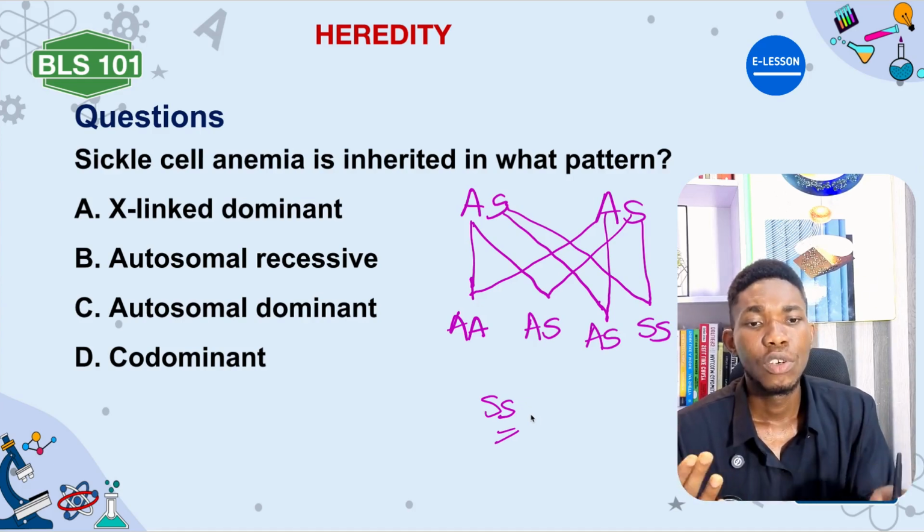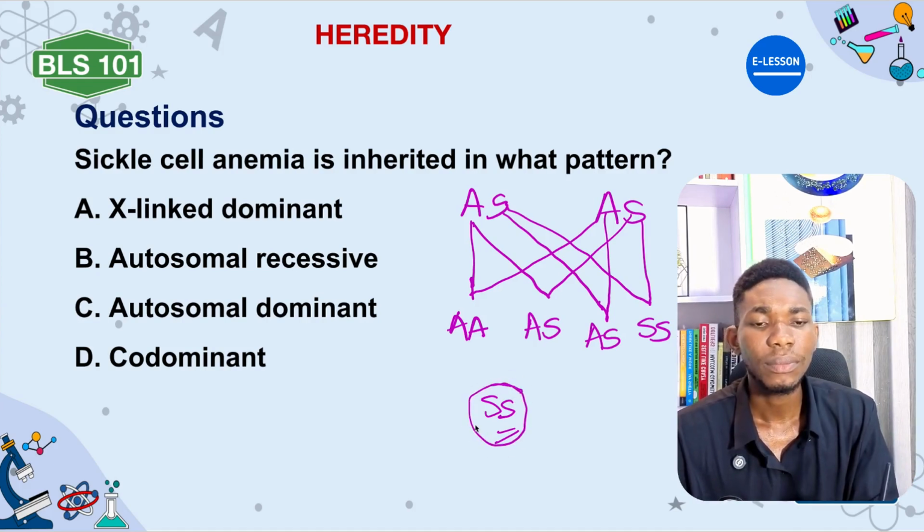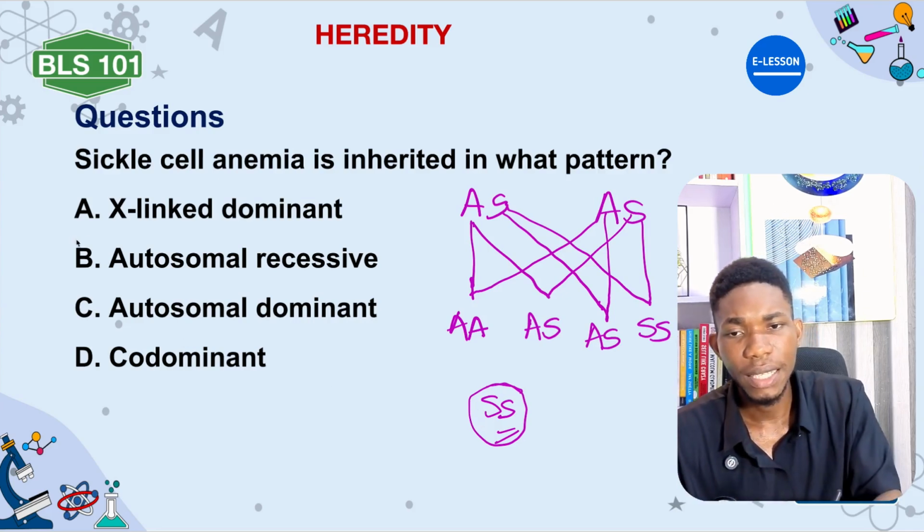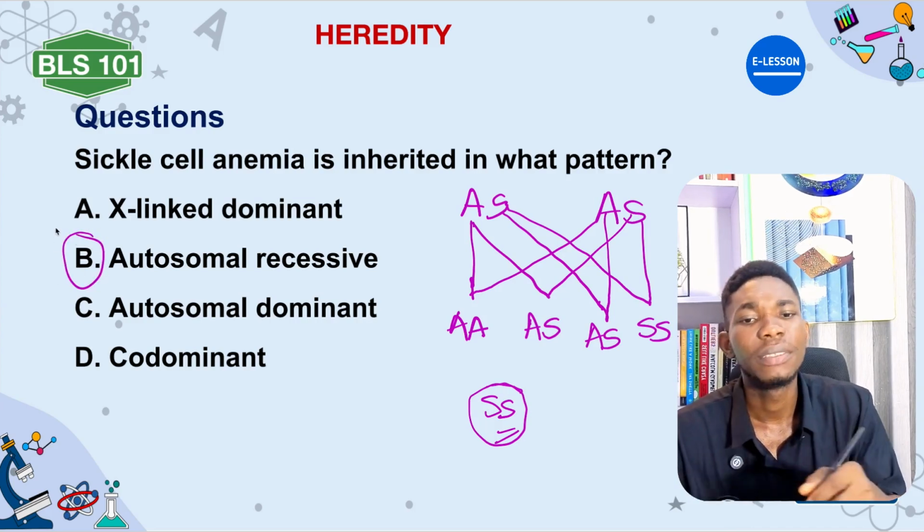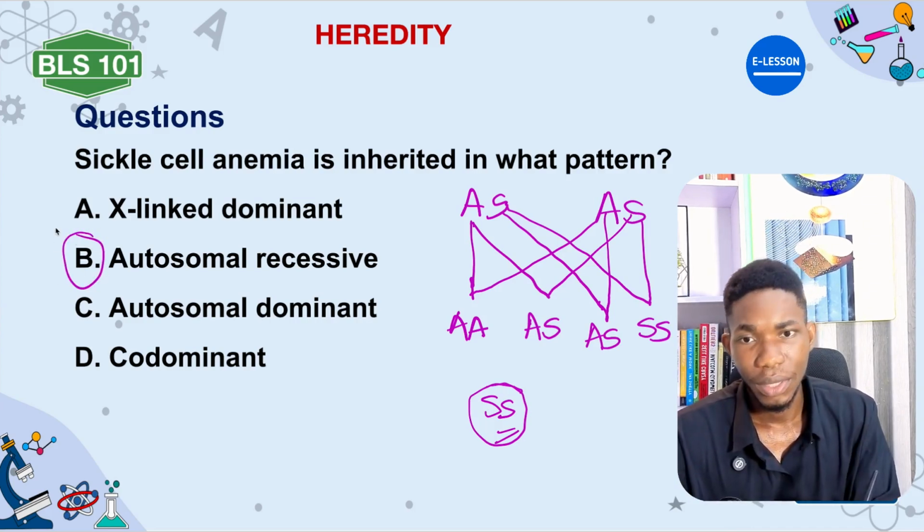Do you get it? So a situation where you must have the two alleles before it is expressed, you call that what? Recessive. So the correct answer to this question is autosomal what? Recessive. Do you understand?